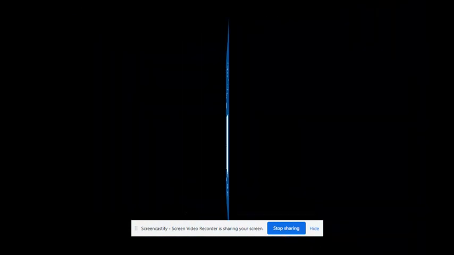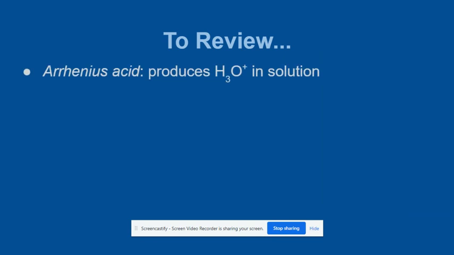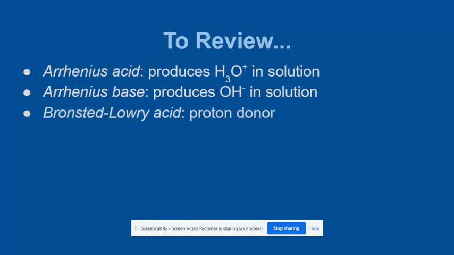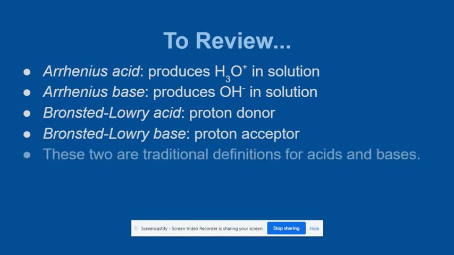All right, so to wrap this up, to review, going back to yesterday and today, section 2. Arrhenius, what do you make in water? He says if you're an acid, you will produce hydronium when you're dissolved in water in solution. If you're a base, you're going to produce hydroxide. Bronsted-Lowry, they're all about protons, hydrogen. What do you do with them? You're an acid if you donate protons, if you give protons away, and you're a base if you take them, if you accept them. And again, these two are the traditional definitions. When people think about acids and bases, these are the two that they think about.